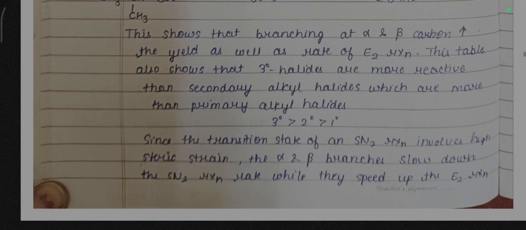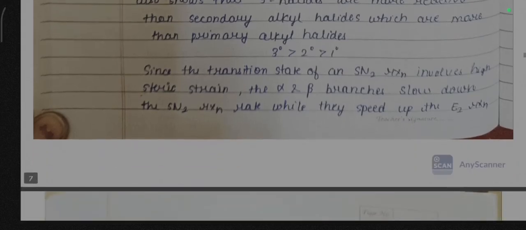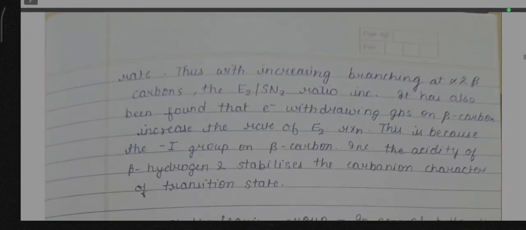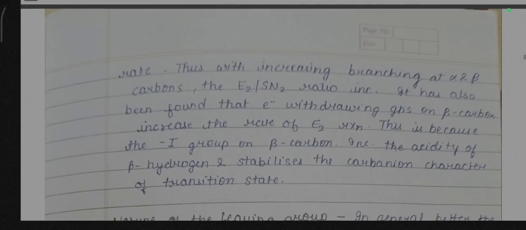This table shows that tertiary halides are more reactive than secondary alkyl halides, which are more reactive than primary alkyl halides. Tertiary is greater than secondary is greater than primary. Since the transition state of an SN2 reaction involves high steric strain, the alpha and beta branches slow down the SN2 reaction rate while they speed up the E2 reaction rate. Thus, with increased branching at alpha and beta carbons, the E2/SN2 ratio increases.